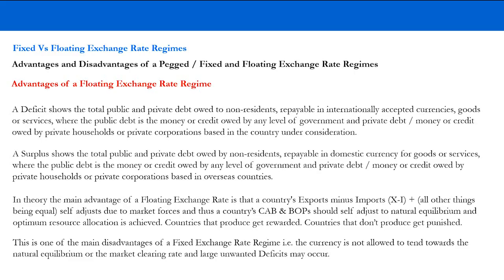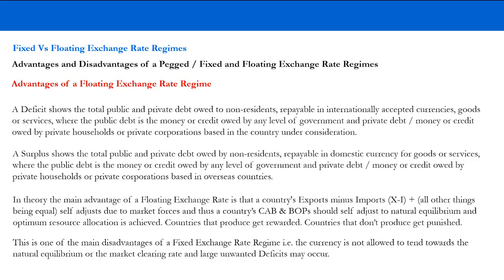Basically, what that's saying is that if you run a deficit, you owe money to other countries in international currencies, and if you run a surplus, you are owed money in your domestic currency. And in theory, the main advantage of a floating rate is that when these things get out of whack, a country's exports minus imports, and keeping all things equal, so if we fix everything else, it's supposed to self-adjust.